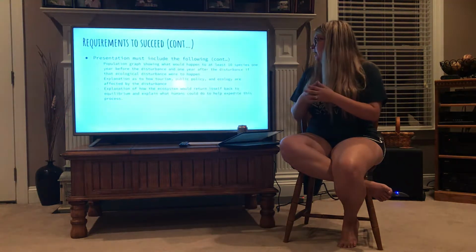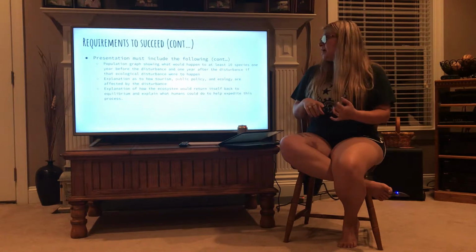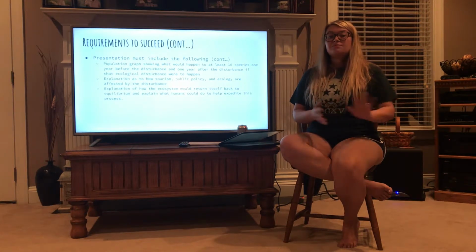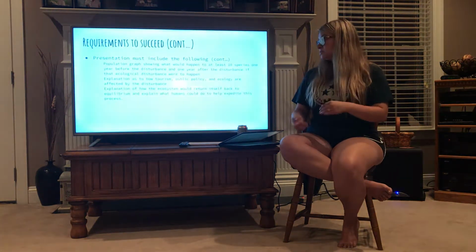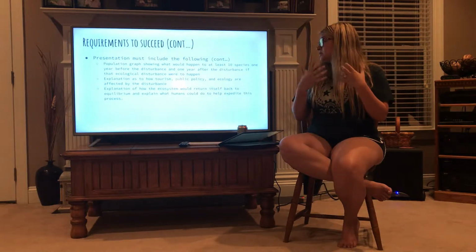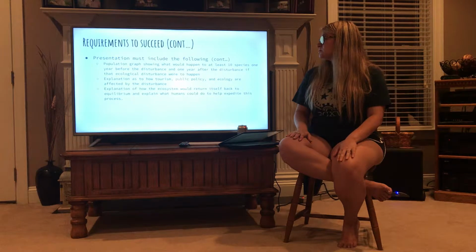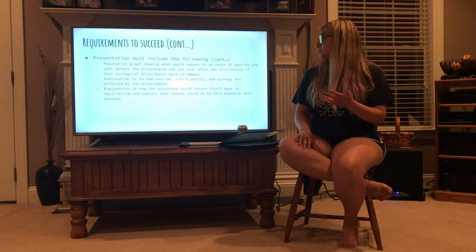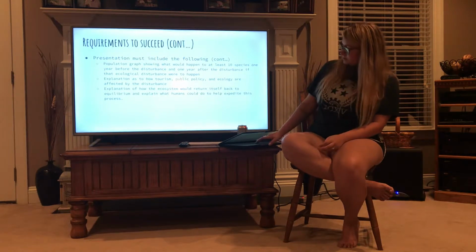actually happen. And so the population graph has to have at least 10 species on it, and it has to go from a time frame from at least 1 year before the disturbance to 1 year after the disturbance. They have to explain how tourism, public policy, and ecology are going to be affected by the disturbance. And then they have to explain how the ecosystem could return itself back to equilibrium. And they have to explain what humans could do to expedite the process.